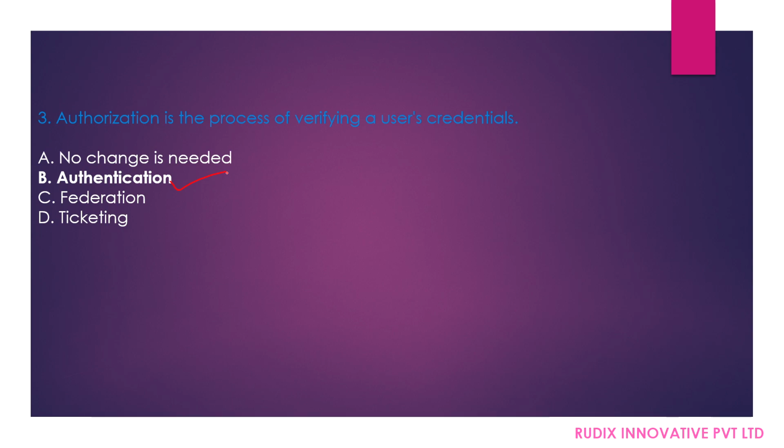By putting in option B, authentication is the process of verifying a user credential. Here the sentence should be like this: authentication is the process of verifying a user credential. Why? Authentication is indeed the process of verifying user credentials, such as username and password, to confirm their identity. So here option B, authentication, is the correct choice. Next question.